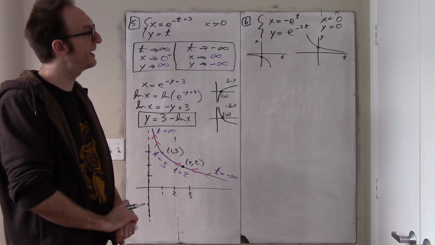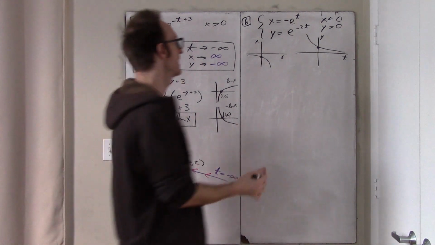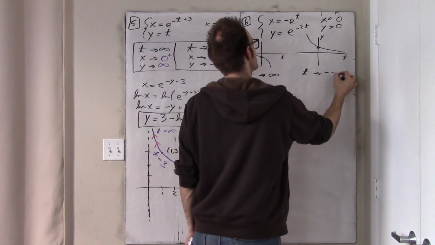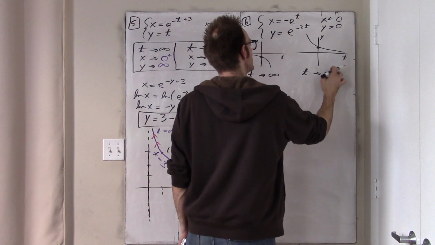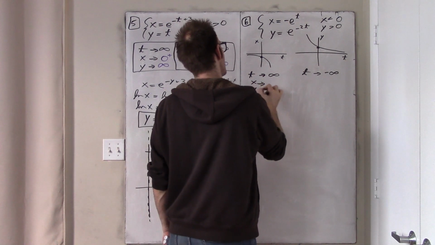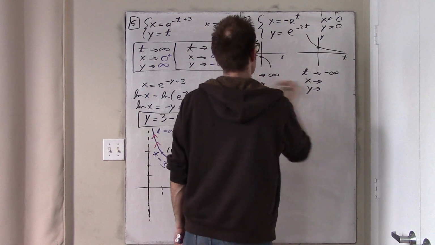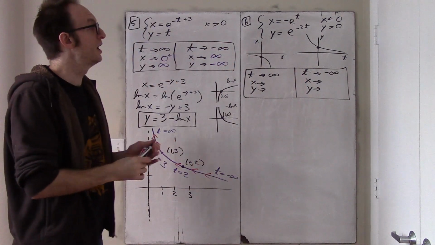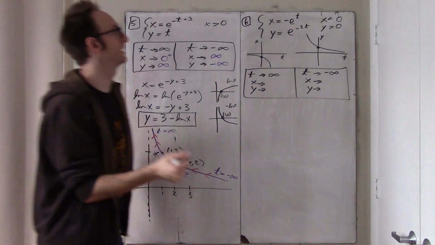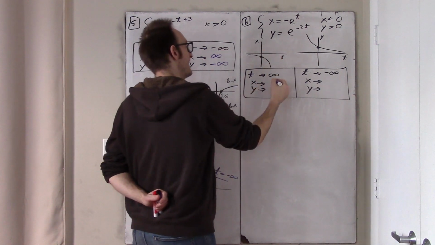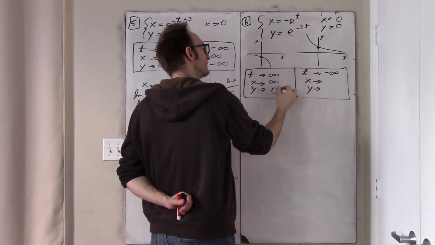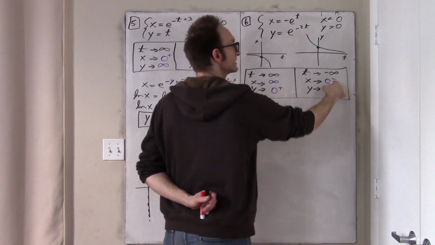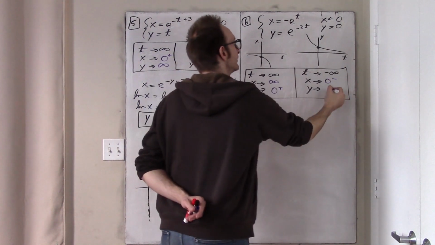Right, we keep going. Having done restrictions, let's look at end behavior. As t goes to infinity, as t goes to negative infinity, I shall look at individually what happens with x and y. So, doing the math, as t goes to infinity, x is going to negative infinity, y is going to 0 plus. I just look at my graphs. And as t goes to negative infinity, x is going to 0 minus, and y is going to infinity.